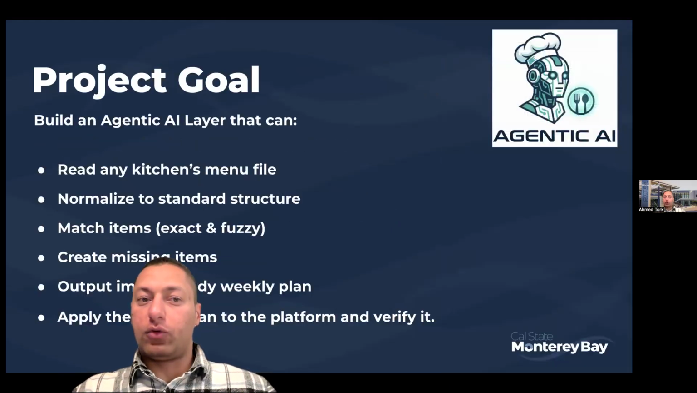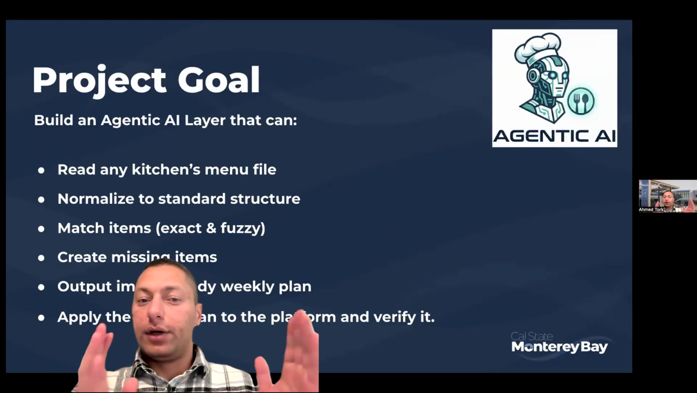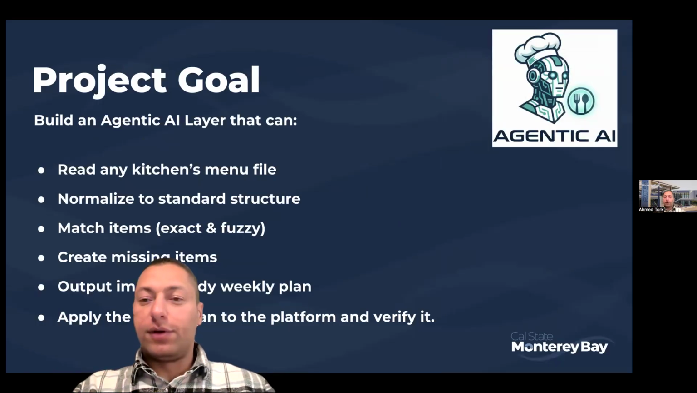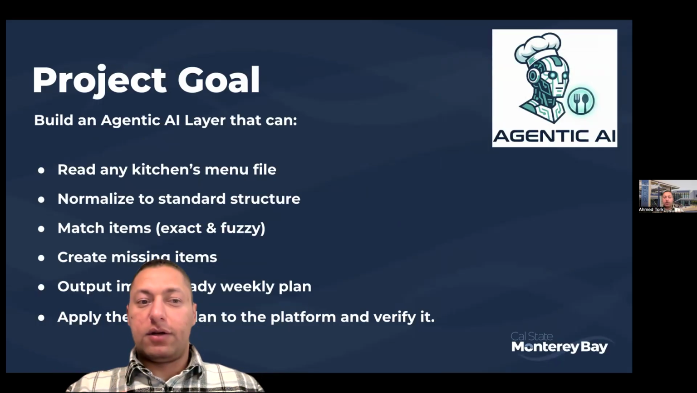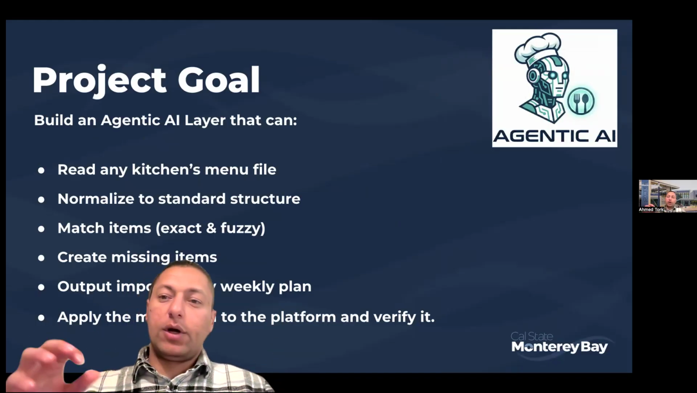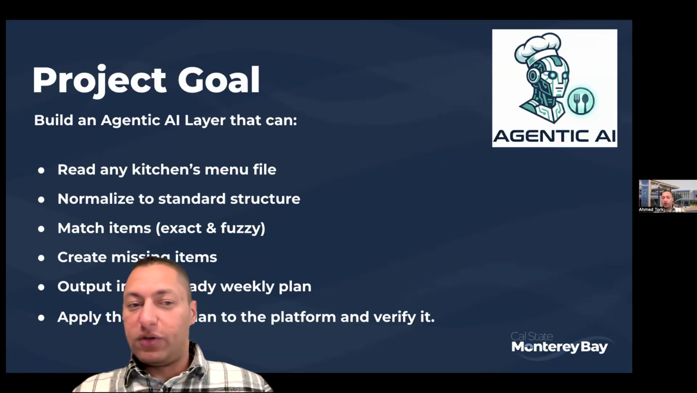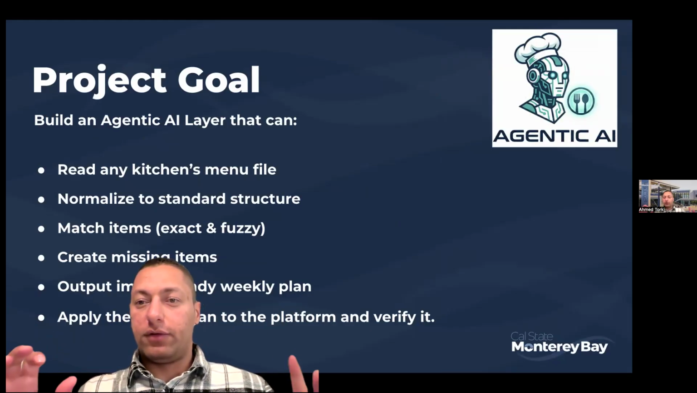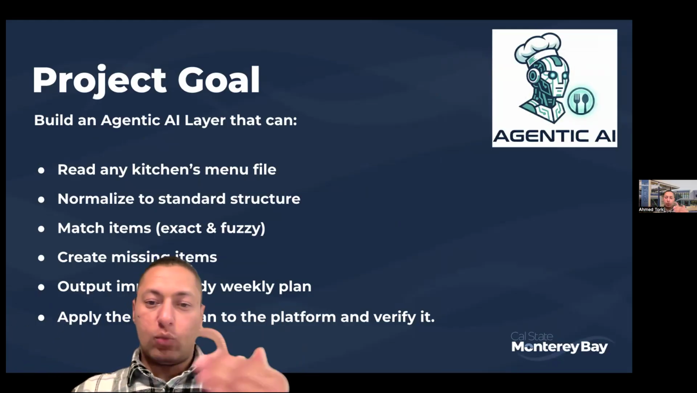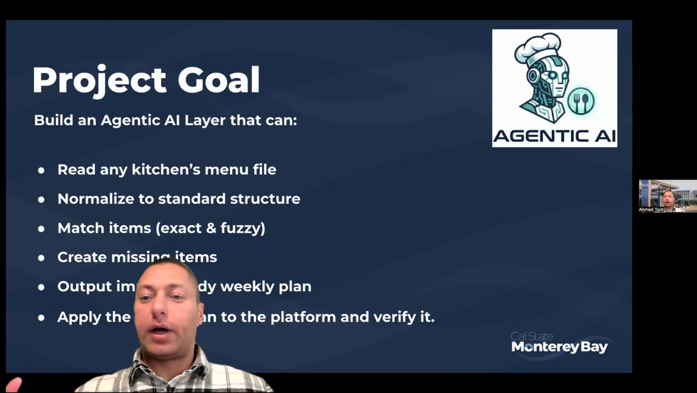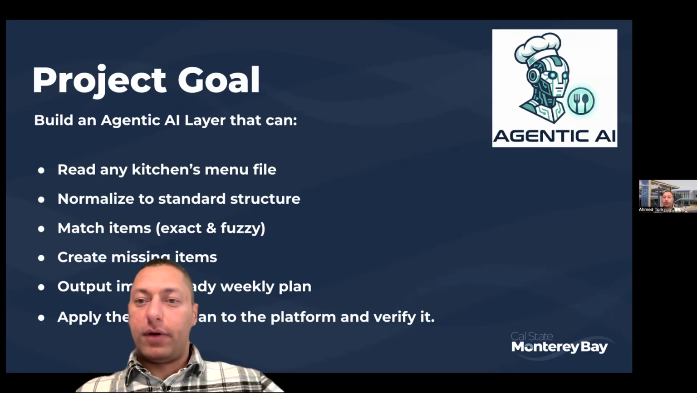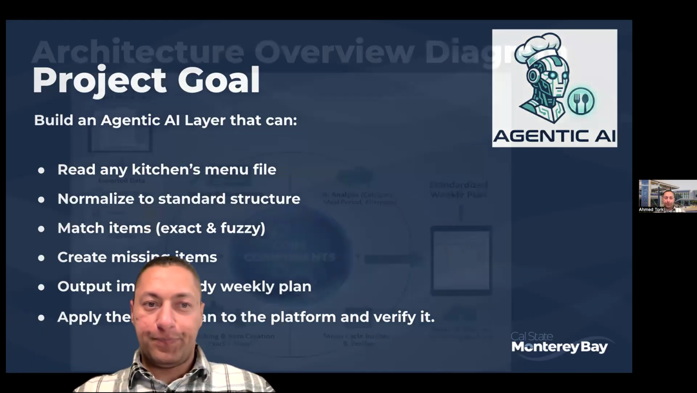So the project goal here is to build an agentic AI layer that can read any kitchen menu file, CSV or text, normalize it, and then try to match the menu items to the items in our database and create the missing ones. The output from this workflow should be a standardized file that our system can read and apply. And once we apply it, we can verify it, and we can also measure the accuracy between the file received from the customer and the menu plan we applied on our platform.